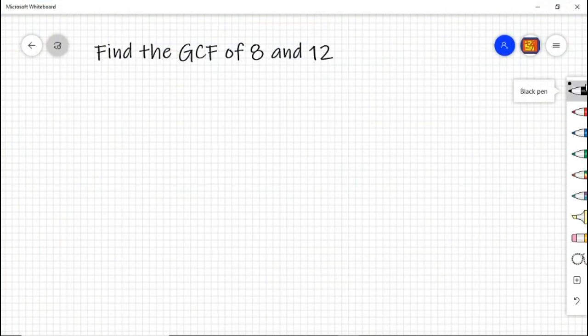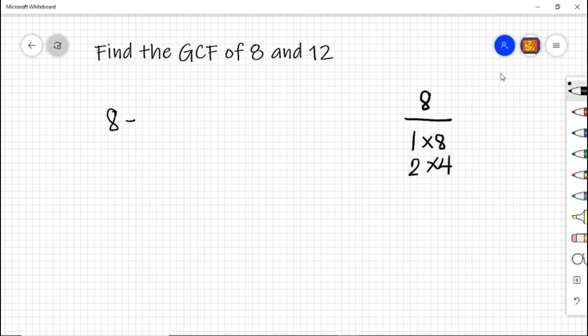Find the GCF of 8 and 12. In the listing method, you're going to list all the factors of the given numbers. In this case, you're going to list the factors of 8 and 12. So let's begin with the factors of 8. To give the factors of 8, all you need to do is think of two numbers that if you multiply, you will get 8. So we have 1 times 8 and 2 times 4. We have 1, 2, 4, and then 8.